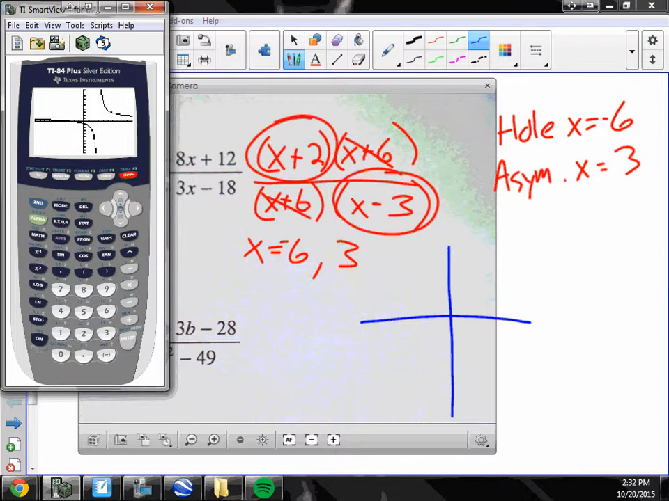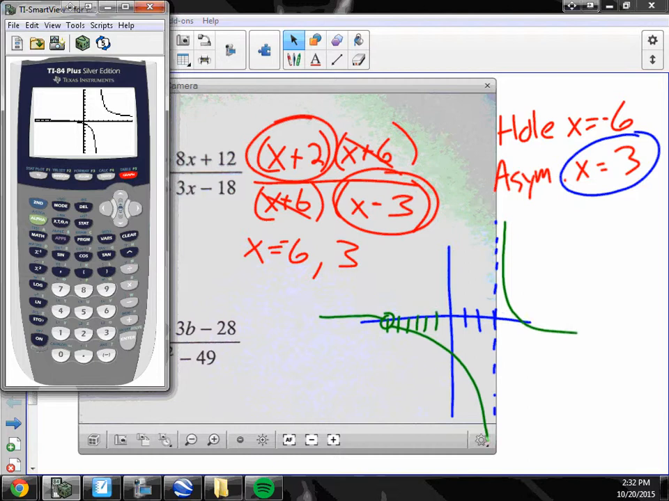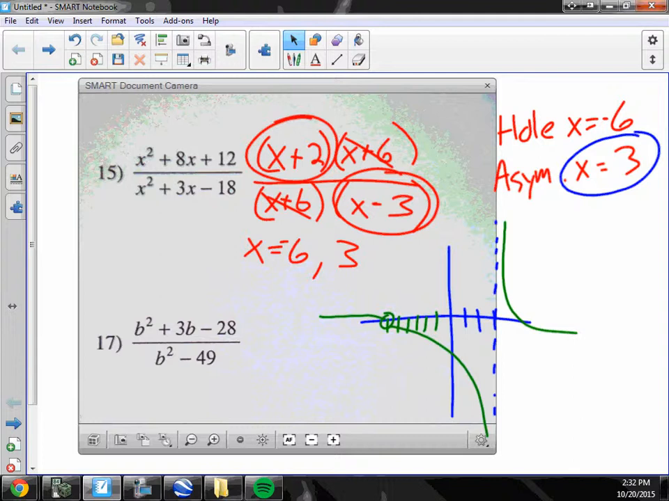So I know there is an asymptote at 3. And then I know at x equals negative 6, there's going to be a hole, and it looks like that hole is about right there. So this piece is actually a little bit higher. It never actually gets close to the x-axis. Okay.